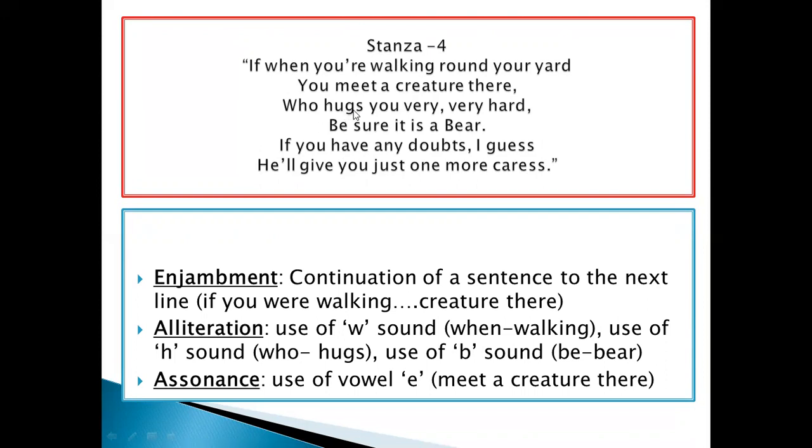And then be bear. Be bear. The B sound is there. So this is again an example of alliteration. And assonance is there, as I already told you, that when in a few words the sound of any letter in the word is a vowel sound, it is known as assonance. So meet a creature there. Meet, creature, the E sound is there.